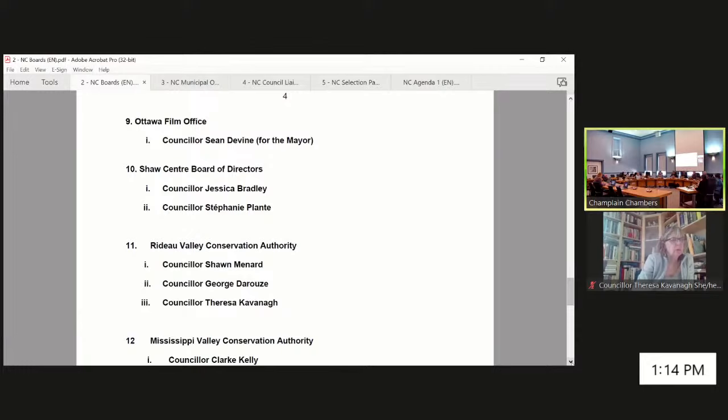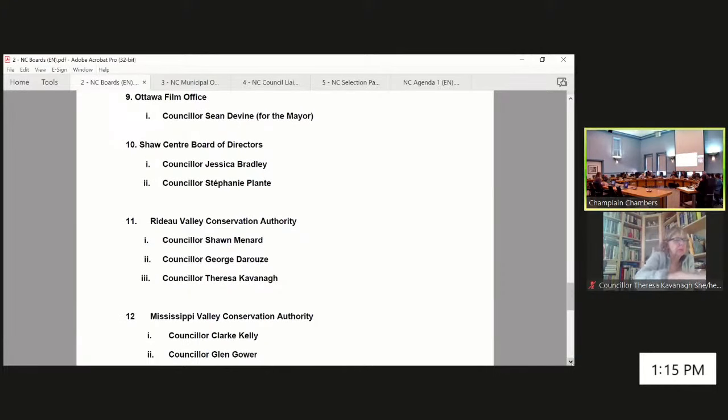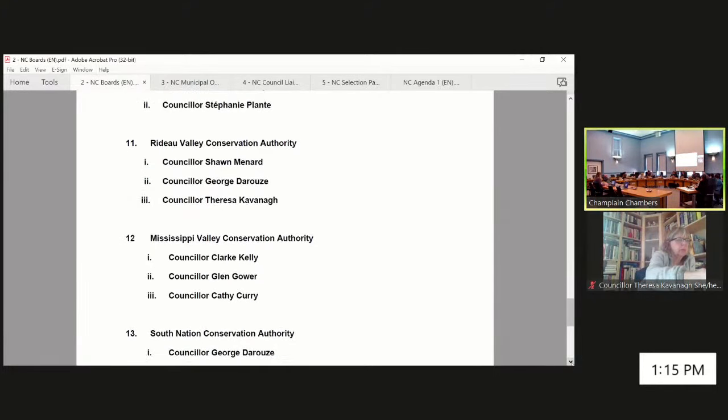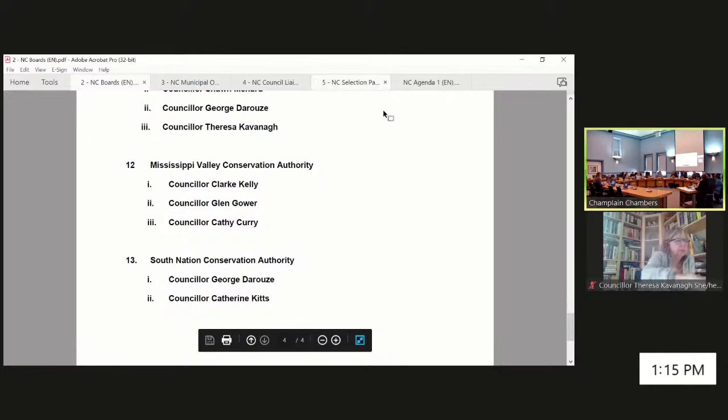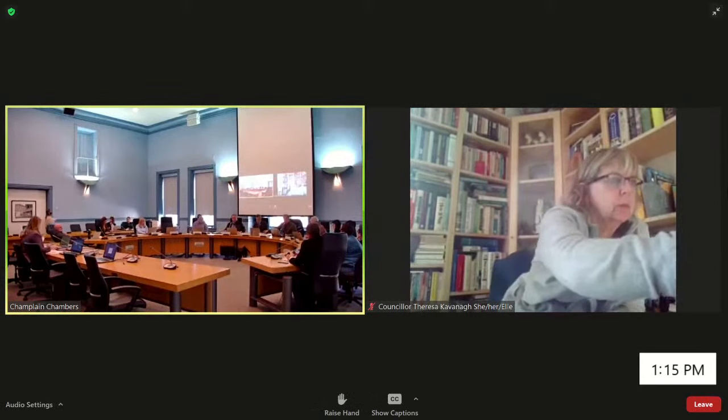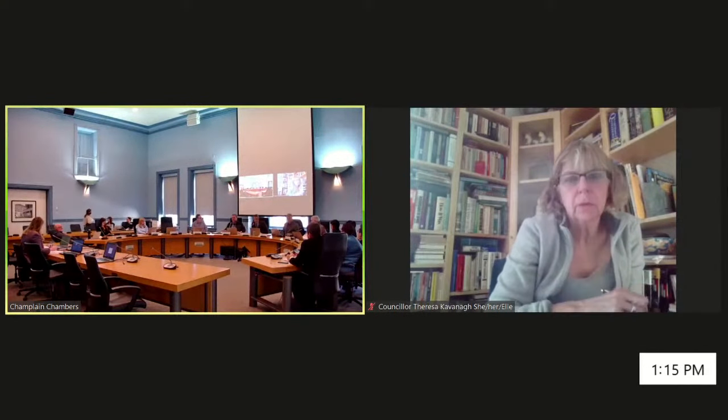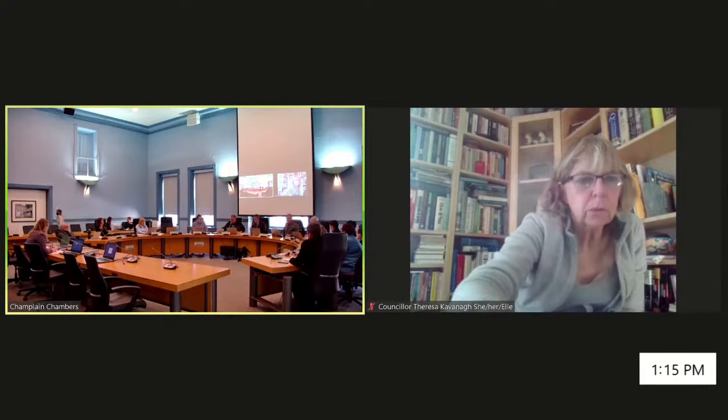11, the Rideau Valley Conservation Authority, Councillor Menard, Councillor DeRuse, and Councillor Kavanaugh. 12, Mississippi Valley Conservation Authority, Councillor Kelly, Councillor Gower, and Councillor Curry. South Nation Conservation Authority, Councillor DeRuse and Councillor Kitts. Thank you, Mr. Mayor. Thank you, Councillor Tierney. Again, I believe the motion is seconded by Councillor Kitts. Any questions?